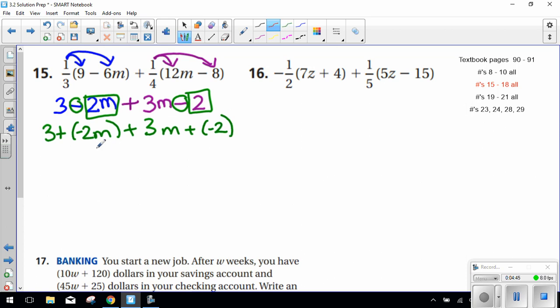So now what I could take with negative 2m is add negative 3m to get m, or you can write 1m plus 3 plus negative 2 is 1. So my final solution is m plus 1.